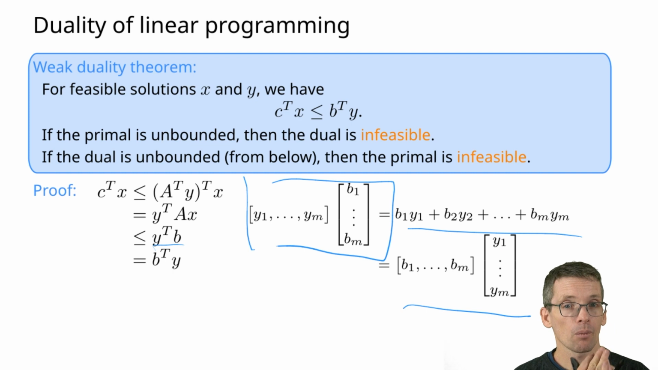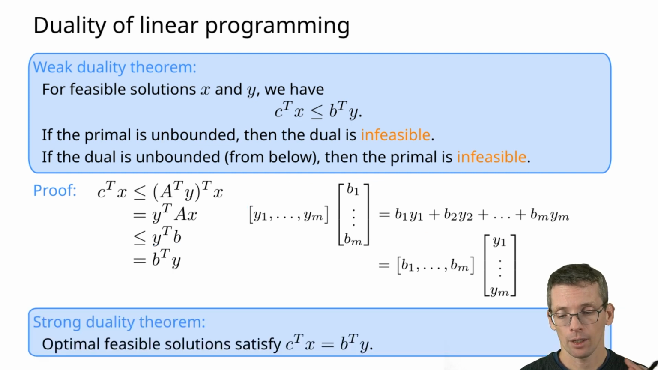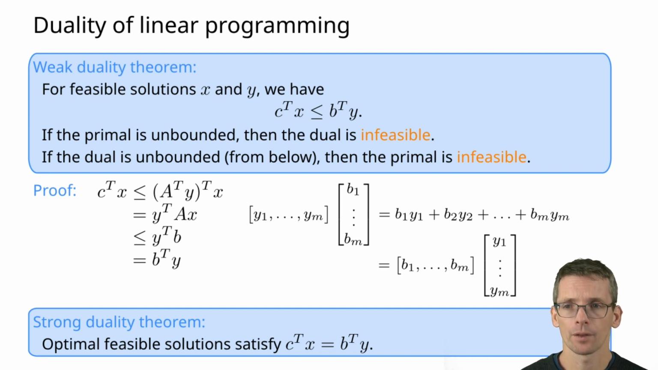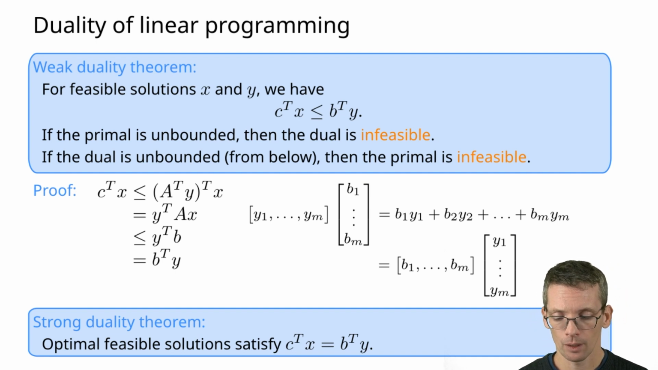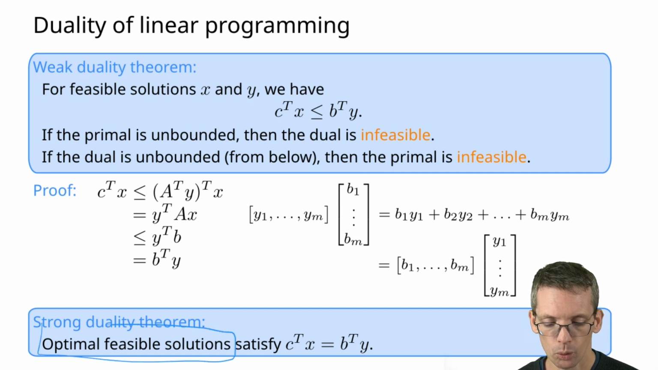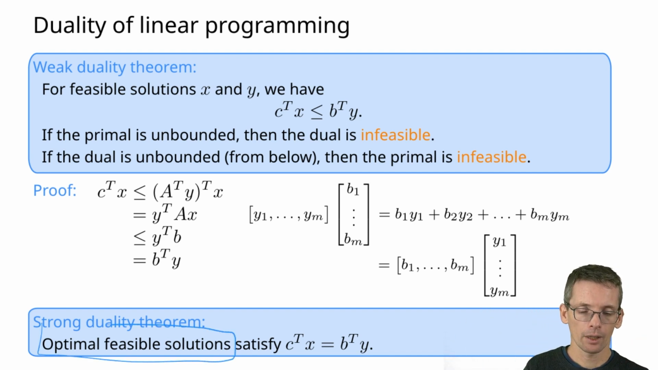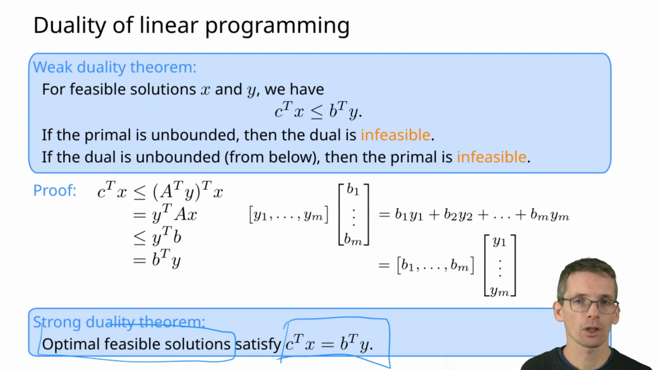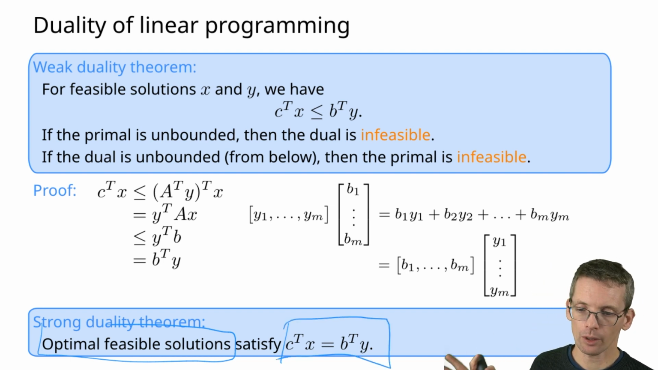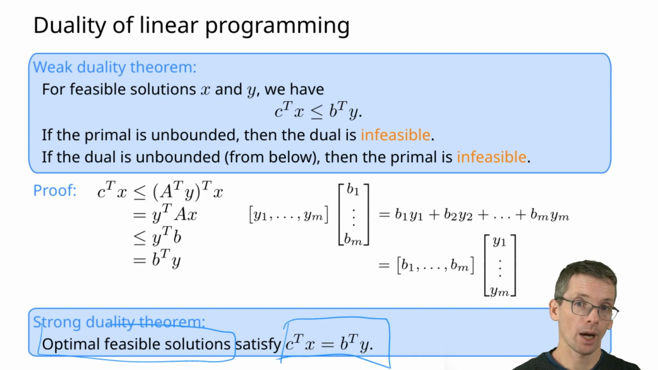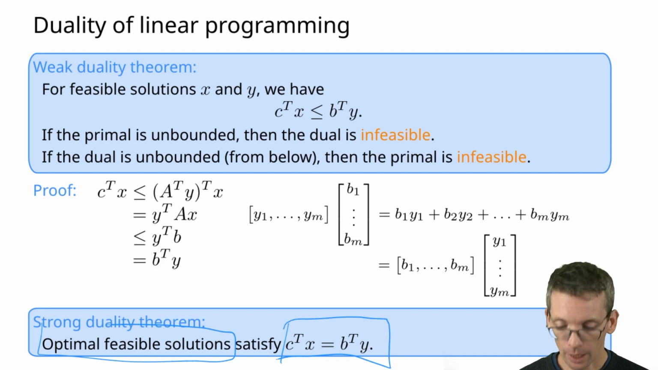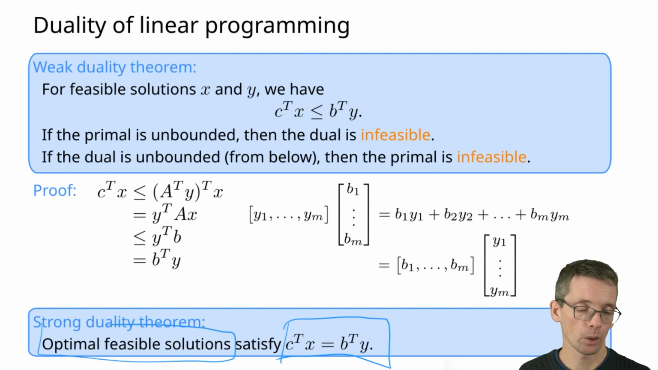But actually something much stronger holds. This is the strong duality theorem, and that states that if there's a solution, then the optimal feasible solutions for x and y actually satisfy this with equality. So we already saw in our example that actually the primal and the dual program gave us the same value for the solution. And what the strong duality theorem tells us is that this was no coincidence. But proving this is a bit more work, and we're going to do that in the next video.